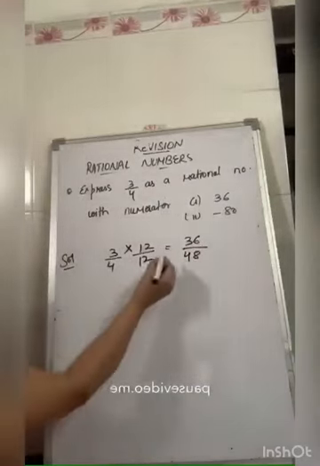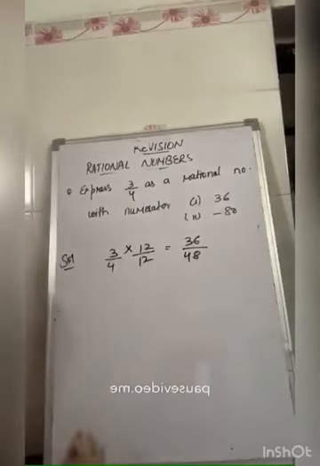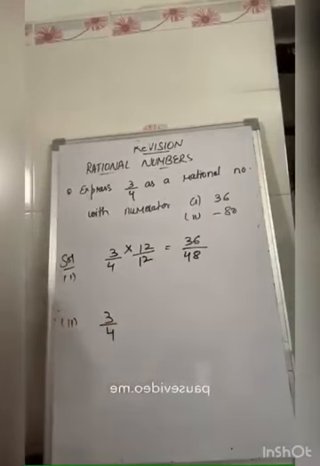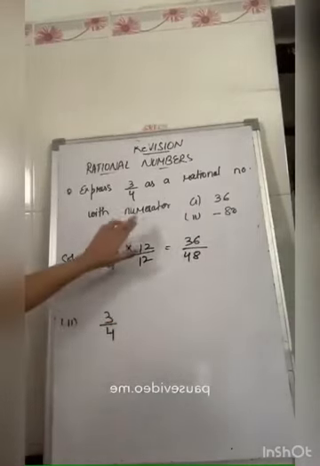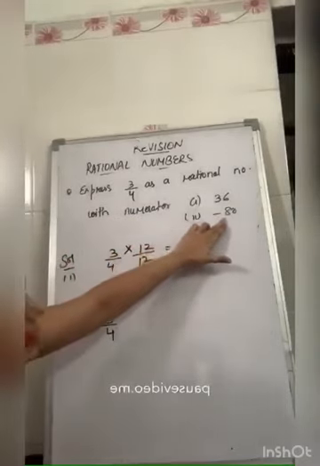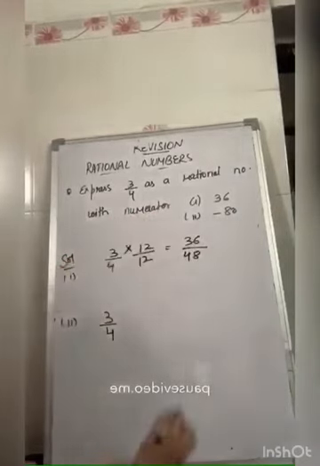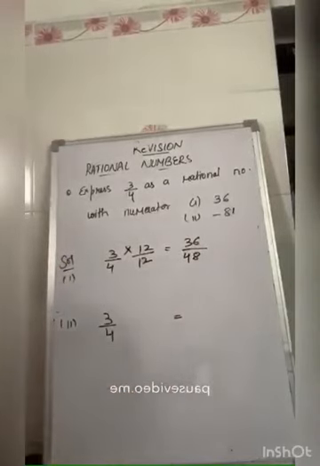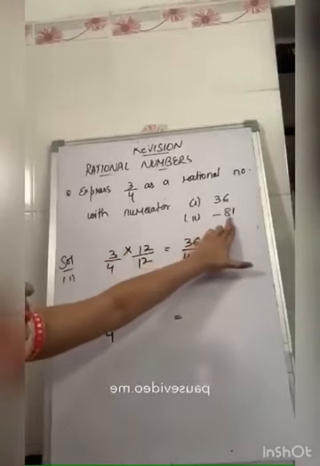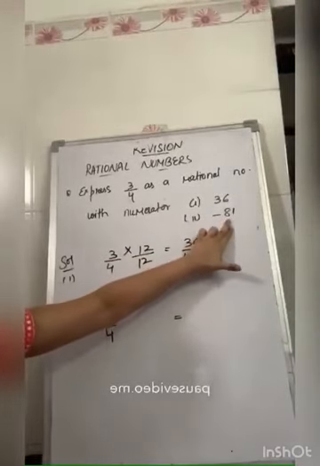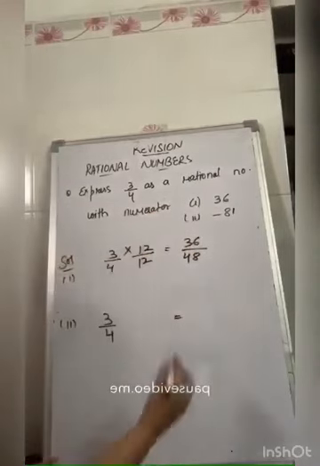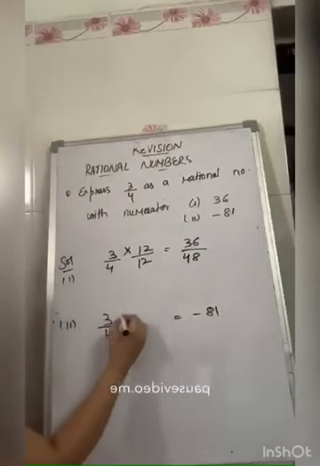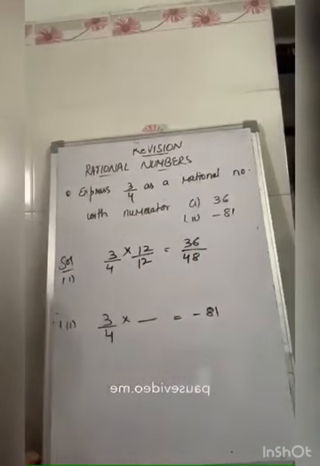Now second part, again we are having the rational number 3 by 4. Now we want minus 80 in the numerator. Students, it is not minus 80, it is minus 81. Now what we want? Minus 81 in the numerator. Now we have to see by which number we should multiply 3 so as to get minus 81. For this what will we do?